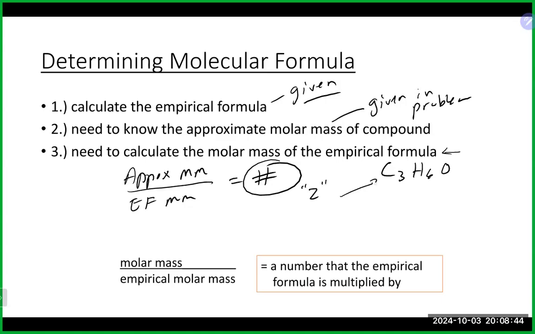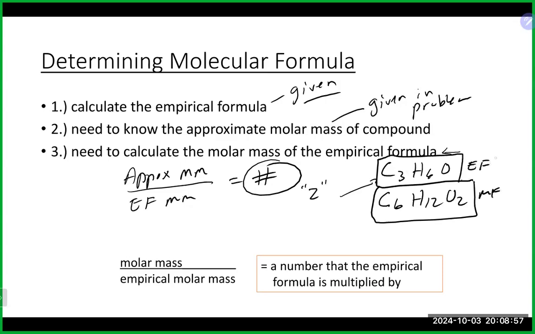What we would then do is multiply everybody in there by 2, and that would give us a molecular formula. C6H12O2 would be my molecular formula if this was my empirical formula.